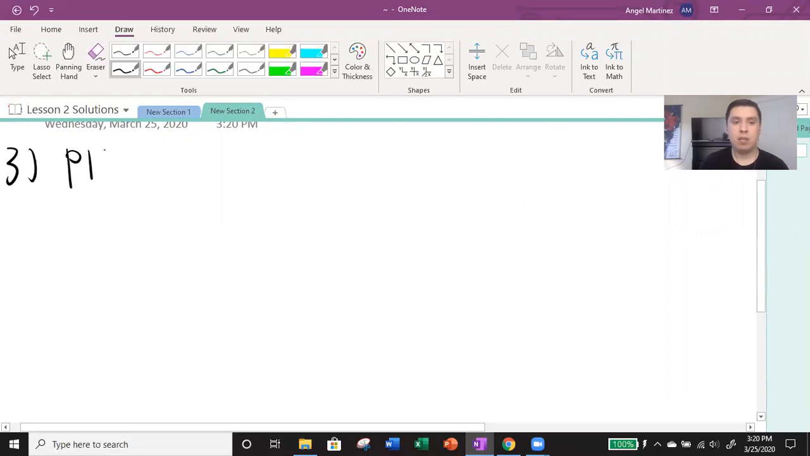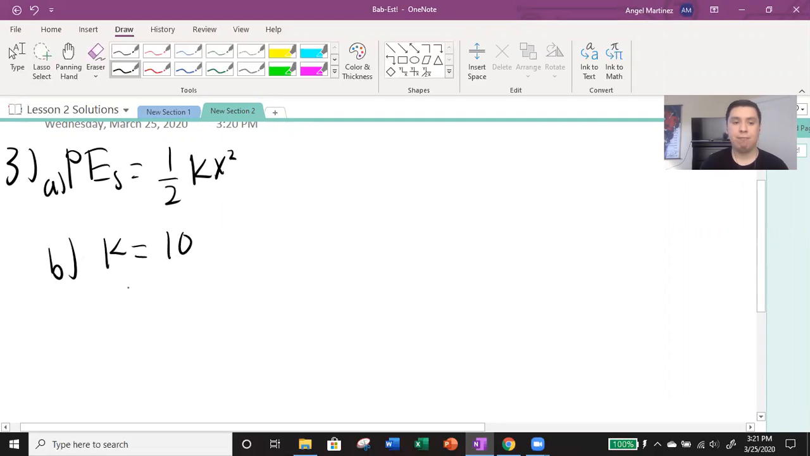So PE, and I'm going to put S for spring, is 1/2 K x squared. K is the spring constant, X is the distance. You can see this is very similar to the kinetic energy equation. So that's A. For B, you just plug in what we know. K was 10, X was 4. Now we just plug it into the equation.